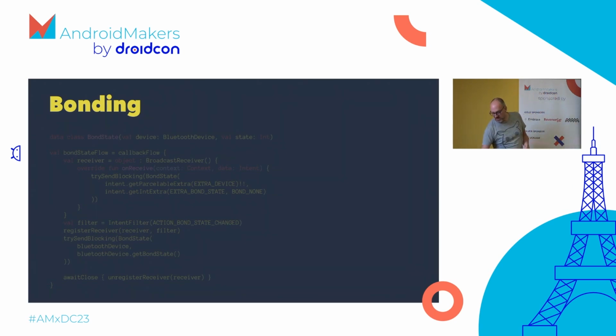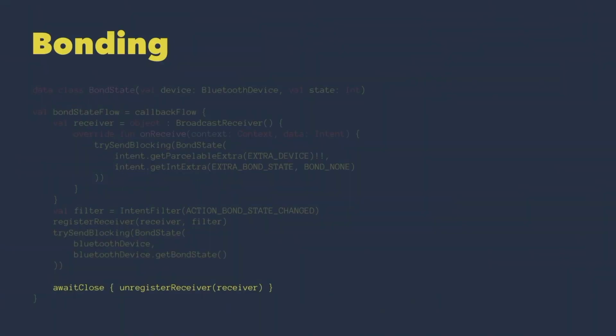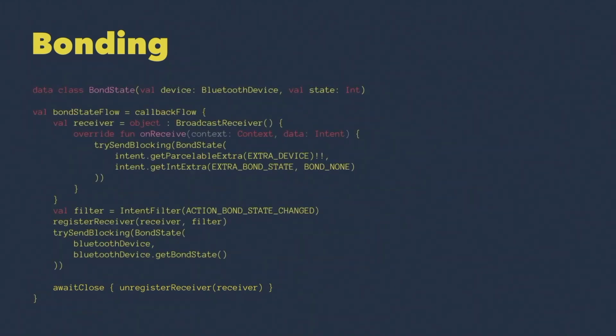And the way to do it is basically like this. We create a data class that represents the state and the device. We use a callback flow where we create the receiver, intent filter, and then we send out the current state on this flow. And once the flow is closed, we unsubscribe and unregister the receiver. These slides will be up on Speaker Deck afterwards. You will see the link. So it looks like that.